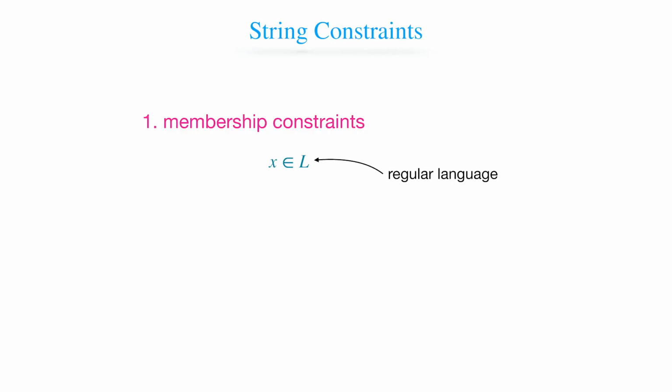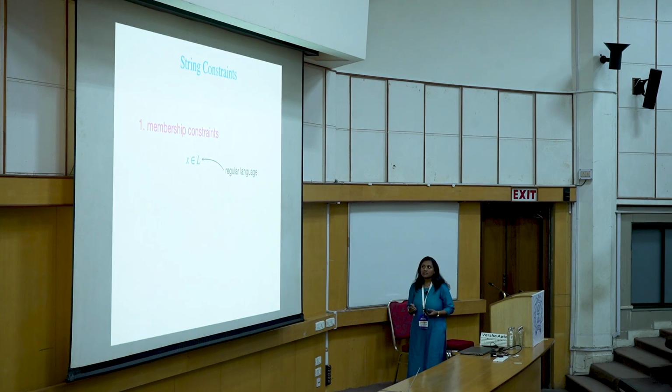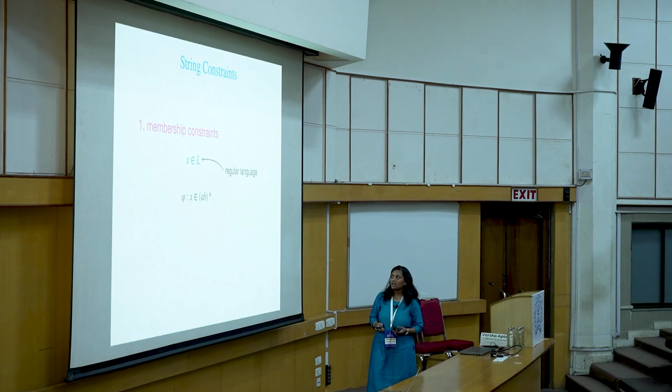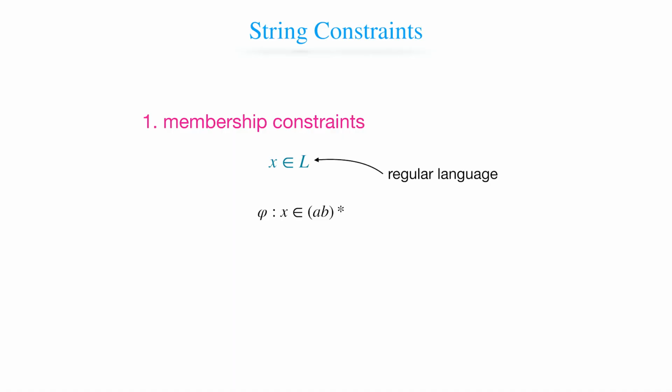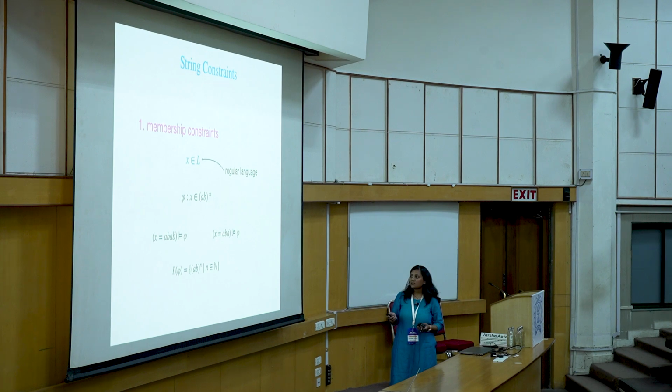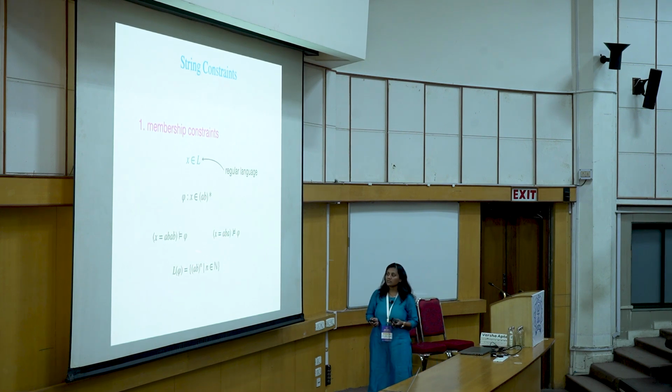It's inductively defined using atomic constraints. One kind of atomic constraint is the membership constraint, which we have seen as an example: x belongs to some regular language L. So for example, x belongs to (AB) star. (AB) star is a regular language and it can have multiple satisfying assignments, like AB is a satisfying assignment, but ABA is not, because it does not end with B. And the language of a constraint is the set of all satisfying assignments. Here there is only one variable x, and all satisfying assignments will be of the form (AB) raised to n, where n ranges over natural numbers. That becomes the language of the constraint.